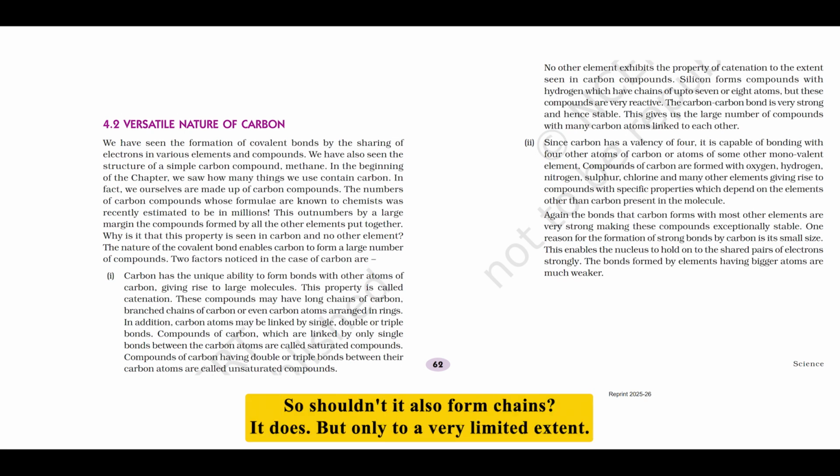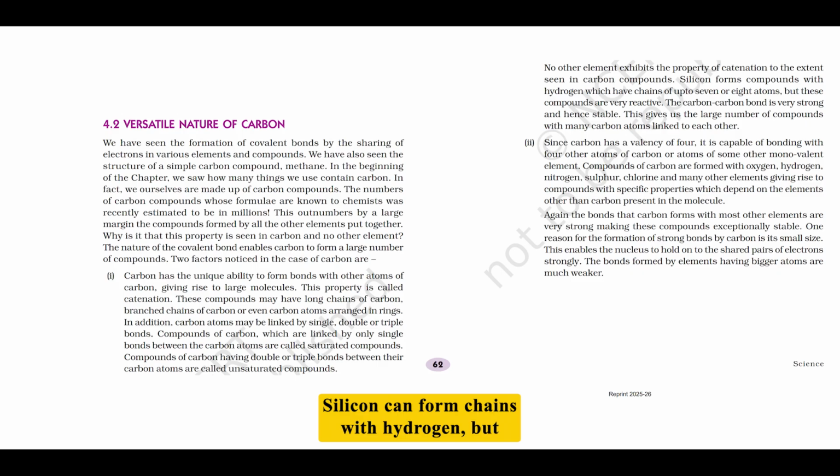It does, but only to a very limited extent. Silicon can form chains with hydrogen, but they typically only reach up to 7 or 8 silicon atoms long. And importantly, these silicon chains are quite reactive. They break down easily. Whereas carbon chains can be massive and stable. Exactly. The carbon bond is exceptionally strong and stable, allowing for chains of hundreds or even thousands of atoms. Think about complex biological molecules like DNA or proteins or polymers like plastics. That stability is key. It's why carbon forms the backbone of life in organic chemistry.